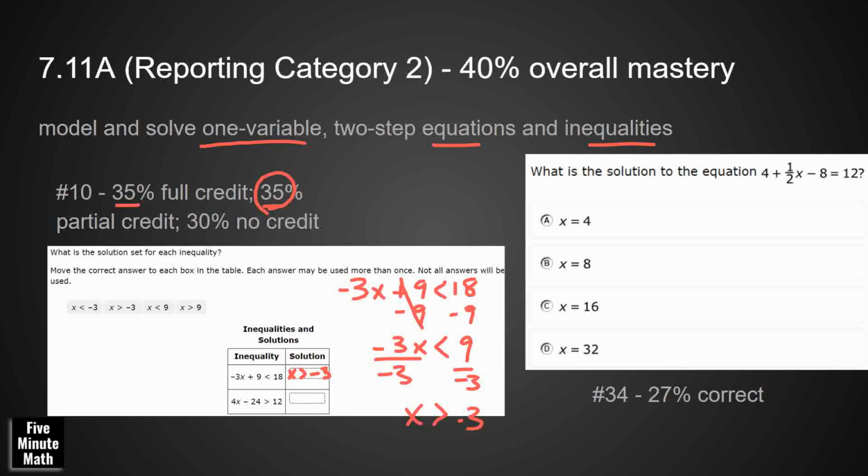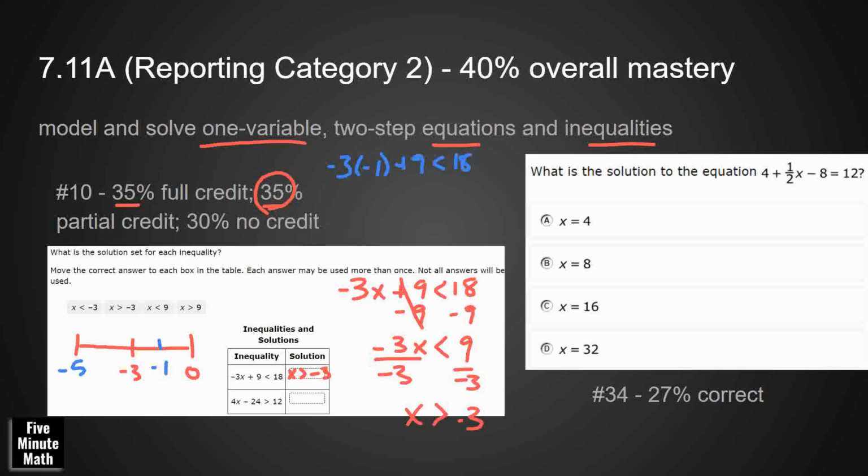Now, to double check our work, and I would encourage students to do this, here's my number line, here's my -3. I think x is greater than -3 is going to work. So let's do that in a different color. Let's do a -1, which is greater than -3. And then let's also try x is less than -3, say -5. Plug them in. See which one works. So I'll try the one that I think works. -3 times -1 plus 9 less than 18.